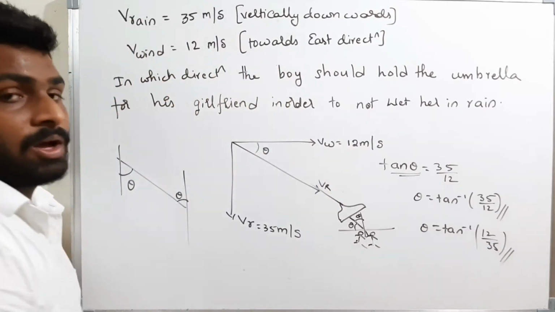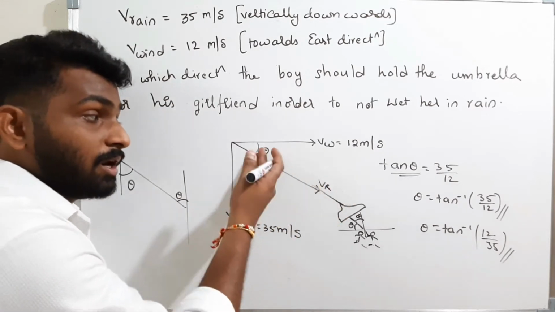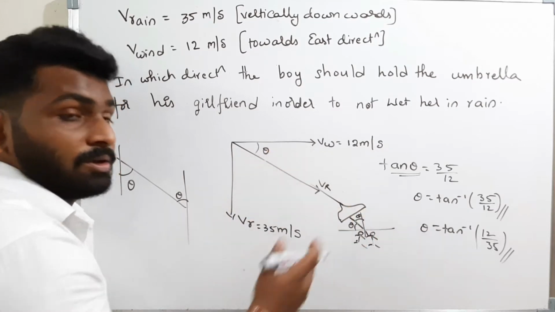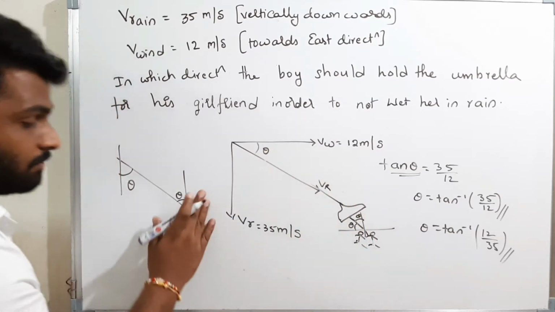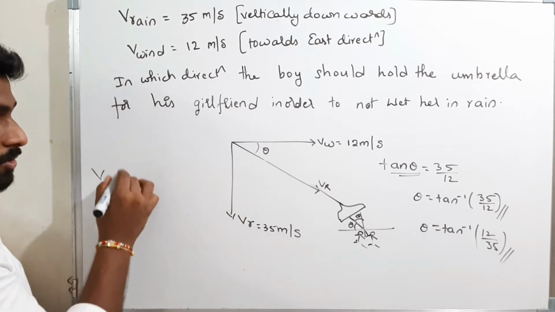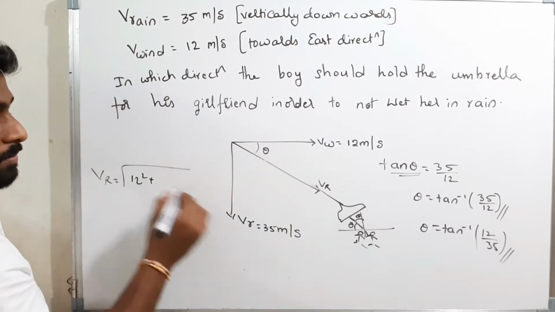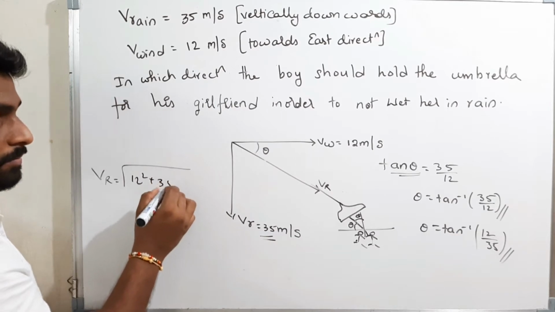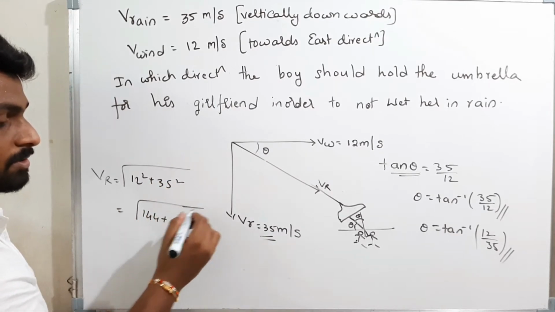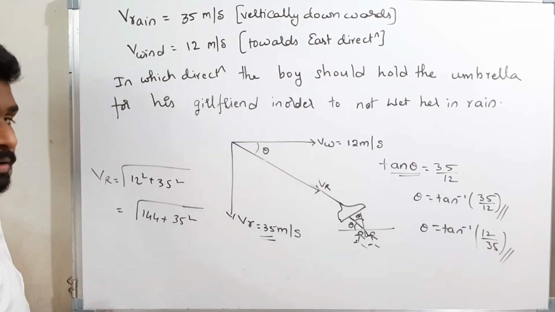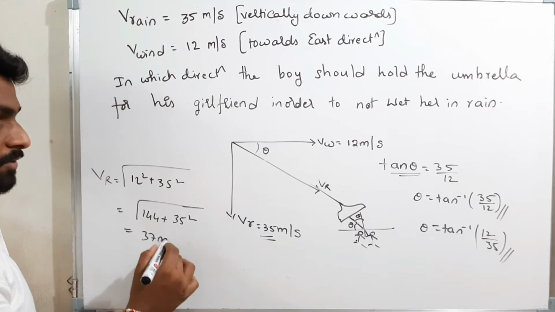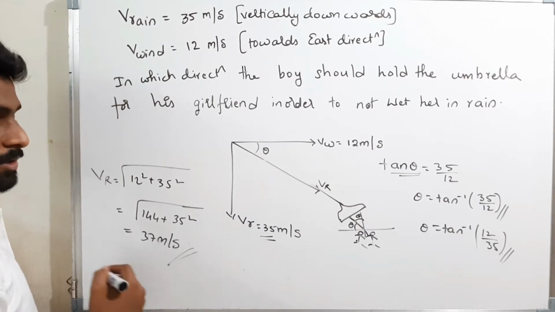That is the answer. Now, if they ask with what velocity the rain is hitting the boy, that means what is the resultant velocity? The resultant is nothing but root of 12 square plus 35 square, that is 144 plus 35 whole square, leave it like that. Finally the answer you will get is 37. The resultant velocity of the rain is 37 meters per second.